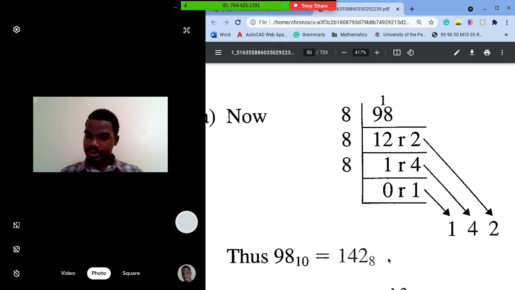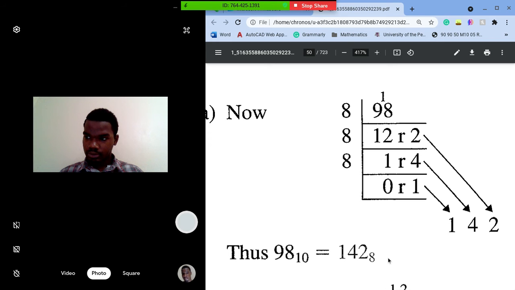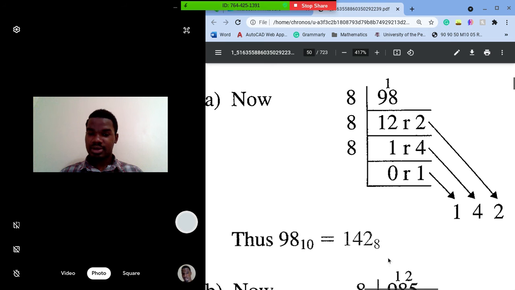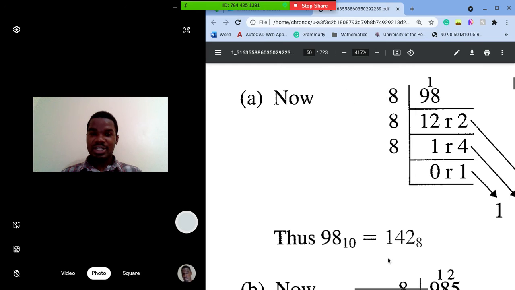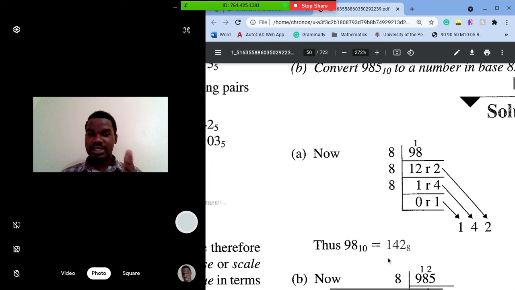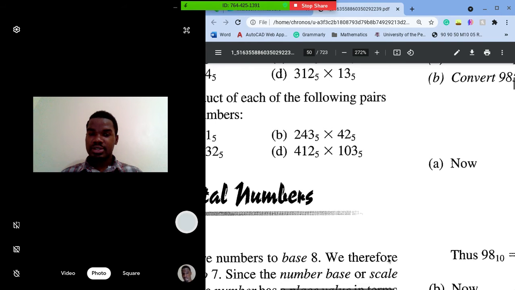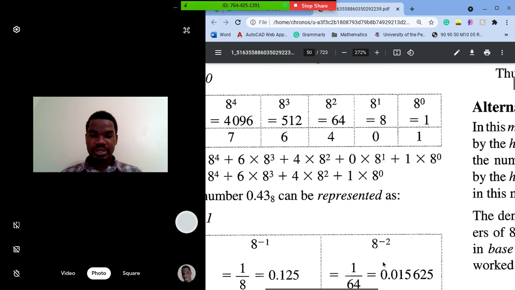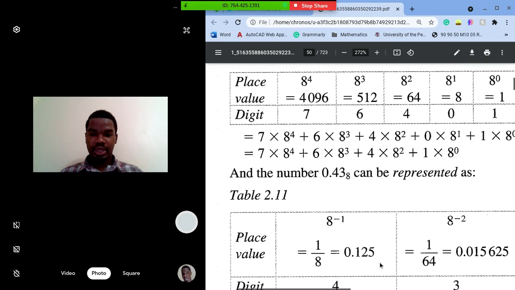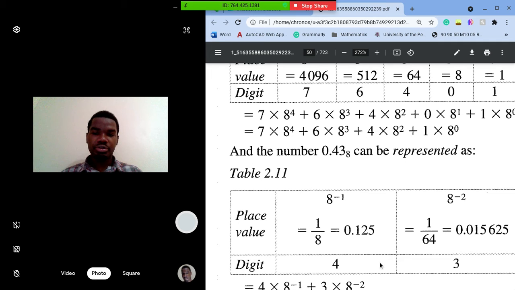Sir, for the octal to decimal, and the one that you gave us with the 0 in front, how would you do that? Okay, that's a good question. Would the 0 in front be irrelevant, or would it be a place? Let's go through that question. He's asking, you gave us a 0 point decimal number to convert, for example 0.43 to base 8.